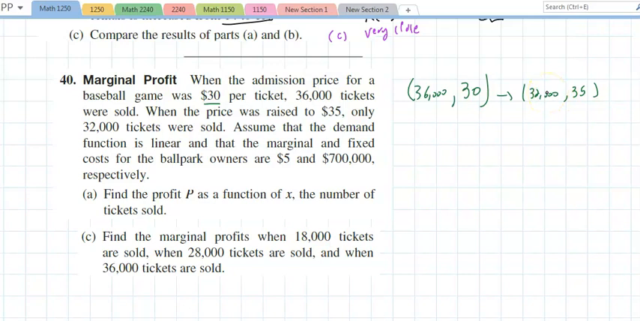Assume that the demand function is linear, which means it's a straight line, right? Assume that the demand function is linear. Well, this is the price, this is x. So first we figure out the slope. The slope is y2 minus y1 over x2 minus x1.